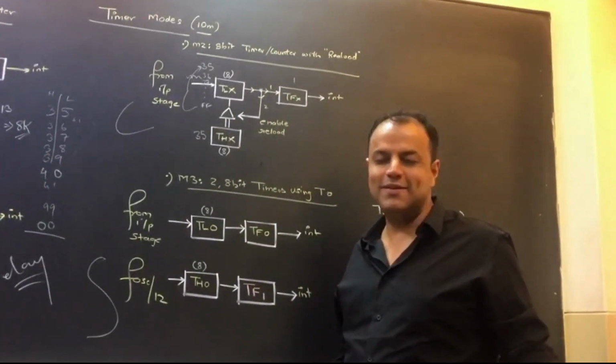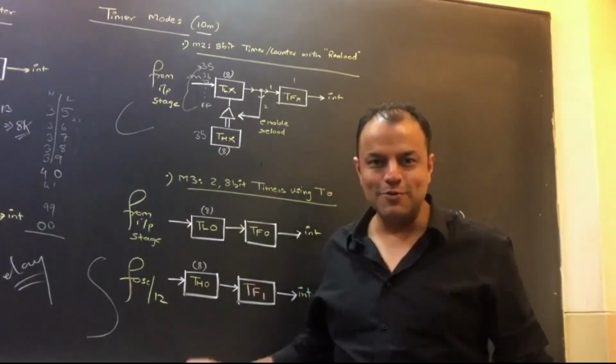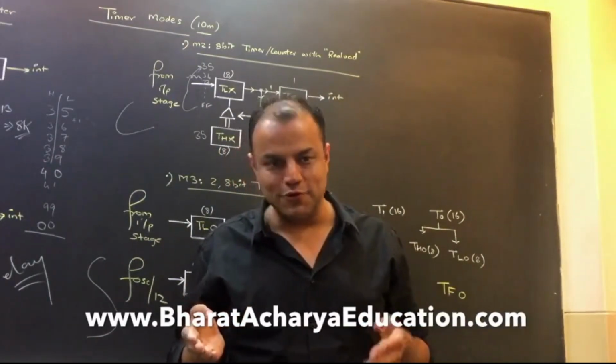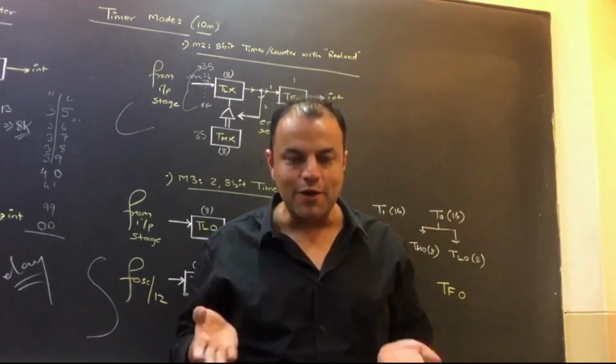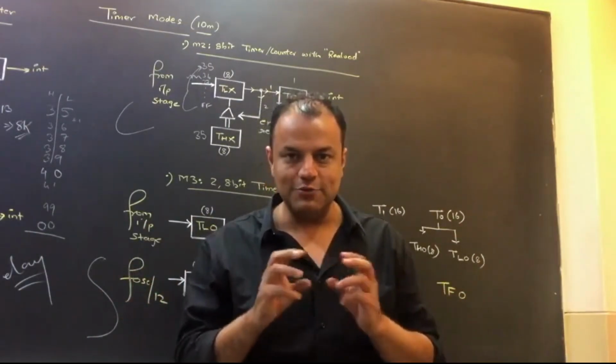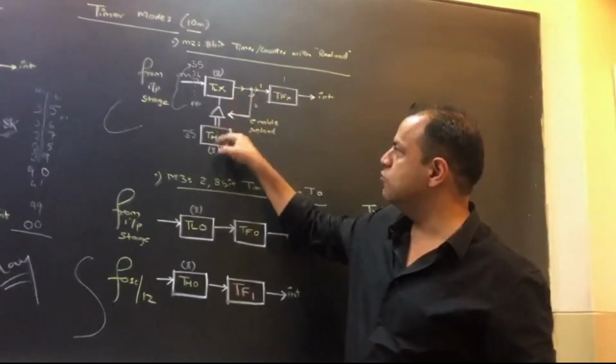Why is it an 8-bit mode? Because you want to make 2 copies of the count: one for counting, one for reloading. TLX is used for counting, THX is used for reloading. How will it be a 16-bit mode? Where will you keep the second copy? That is why it's an 8-bit mode. So you give your count to both registers.